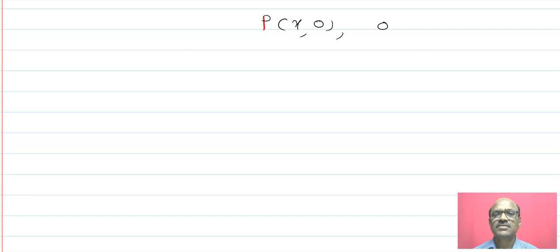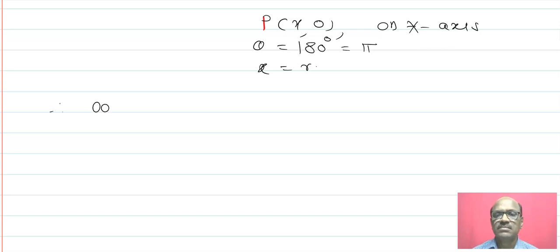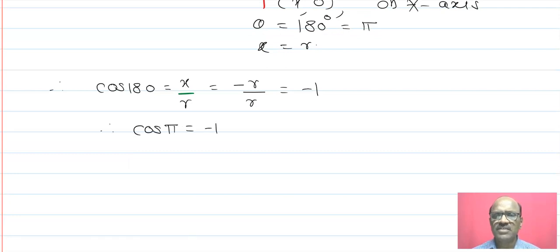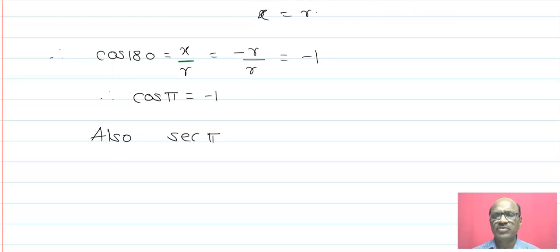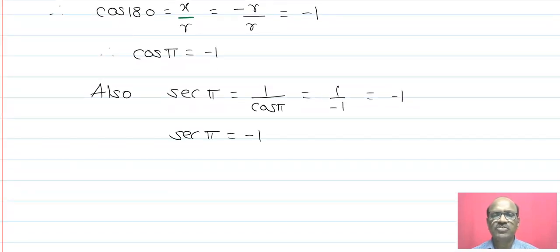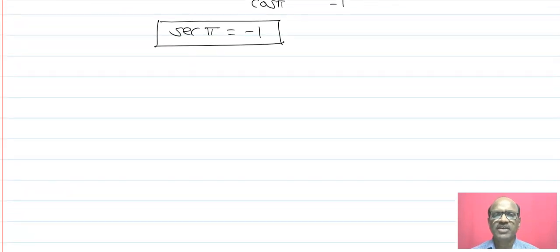Now next, define the value of cos of 180, which is on the x-axis, theta is equal to 180, or pi. x is equal to minus r. Therefore cos of 180 is equal to x upon r. x is negative, therefore minus r upon r, and that is equal to minus 1. Both of them have the same magnitude, but in the case of x we take the negative sign. Therefore cos of pi is equal to minus 1. Also sec of pi is equal to 1 upon cos of pi, that is equal to minus 1.